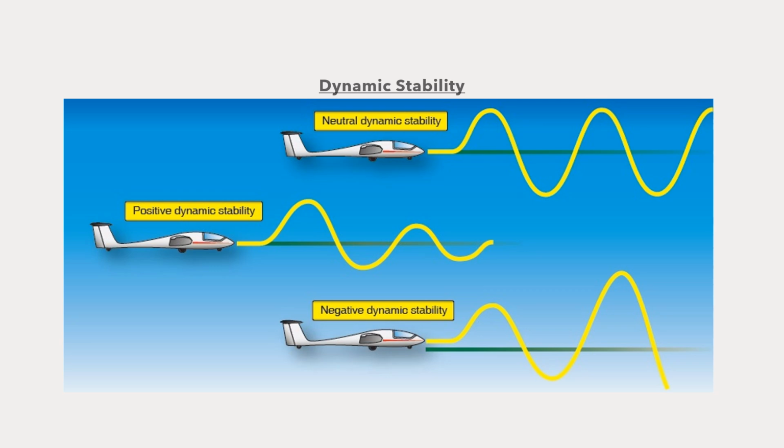Negative dynamic stability is a bad situation where you get disturbed from your equilibrium point. You do come back toward it, so you have good static stability that brings you back toward it, but you overshoot and the oscillations keep getting bigger and bigger till eventually something bad's going to happen. So our goal with stability is to have both positive static stability and positive dynamic stability.